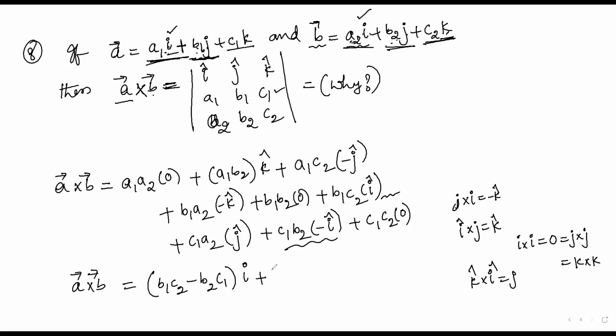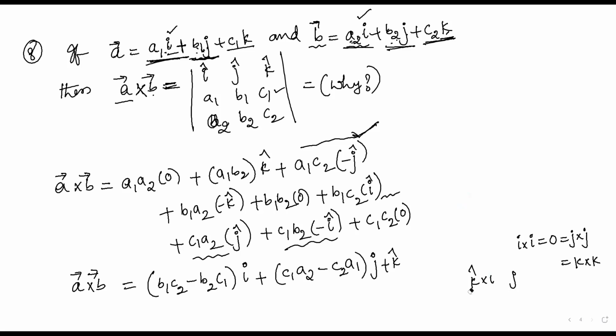Now you take J common. So what do you get if you take J common? Here is one and here is another, like this. What is J if you take common? C2 A1 plus C1 A2. C1 A2 minus C2 A1. Like this you should write J. So K cap common.